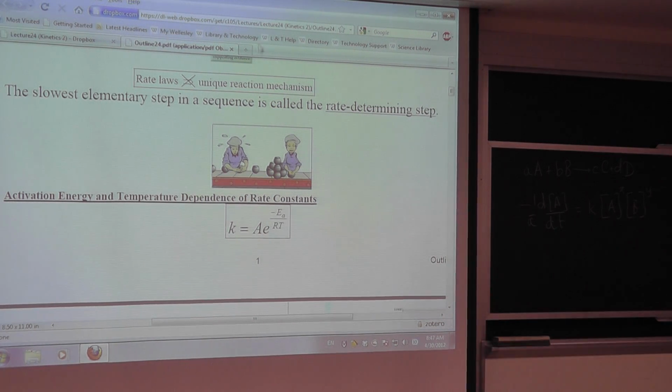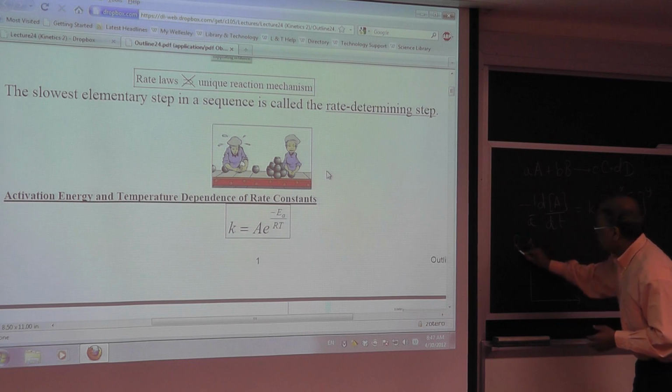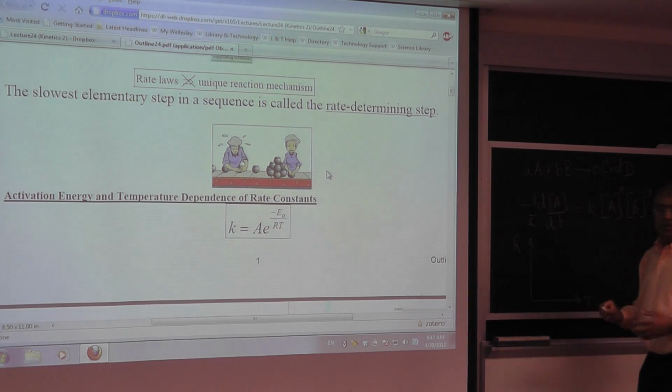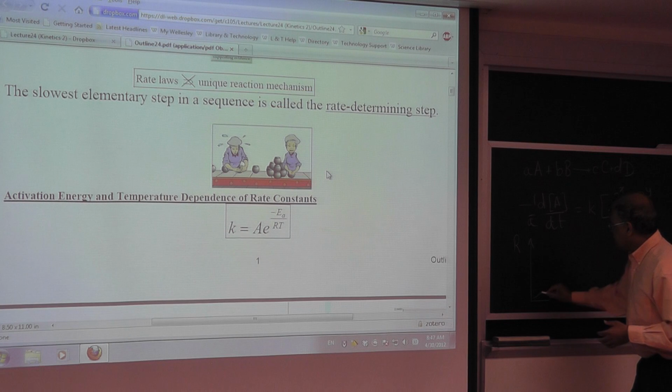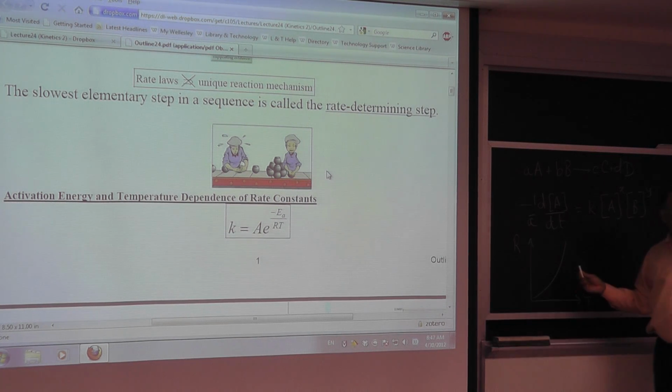The final thing that we are going to talk about is how the rate of a reaction changes with temperature. Most often what you find is that when you plot the rate of a reaction R as a function of temperature, it shows this behavior. This has been known for over 100 years. Rate as a function of temperature.